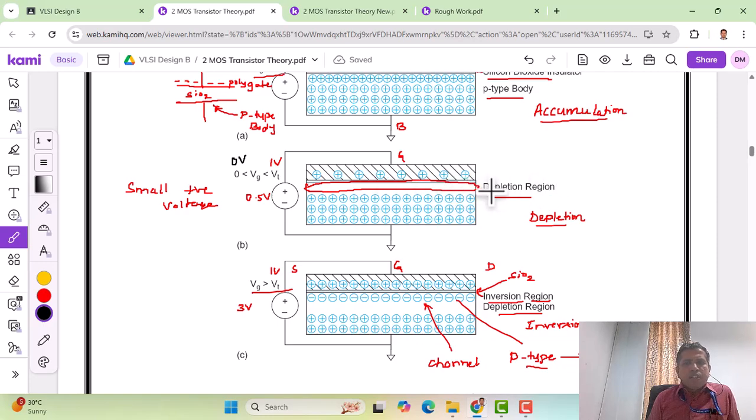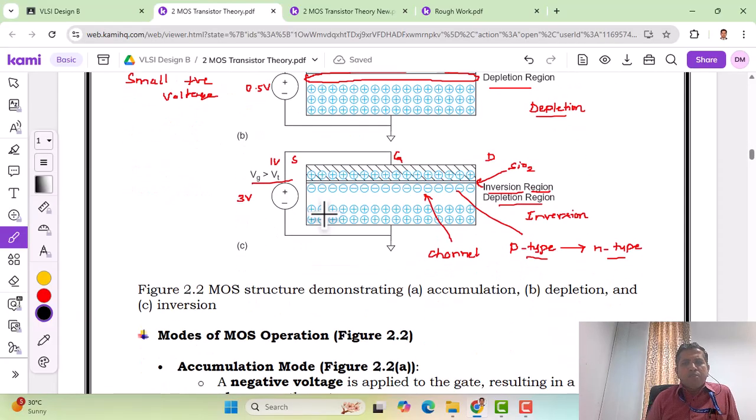In this depletion region, the condition required is that the gate voltage should be very small. When we increase the gate voltage, what happens is discussed in the next mode of operation, which is called the inversion mode, where an inversion layer is formed. What do we mean by that? Here the gate voltage is large, far greater than the threshold voltage of 1 volt. Say, for example, 3 volts is applied. So a large positive gate voltage is applied to the polysilicon plate.